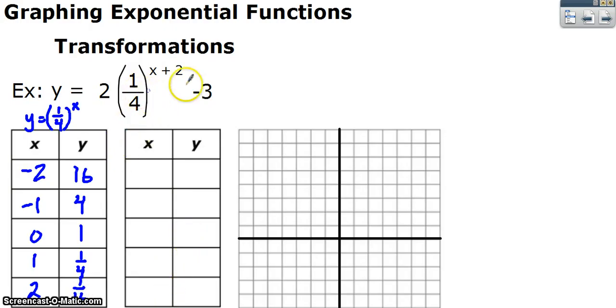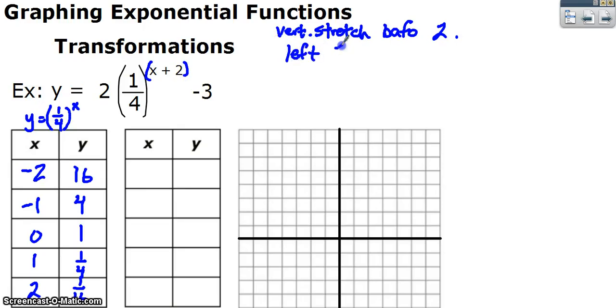Okay, and let's write down what all this stuff's going to do. So there's a 2 in front. That's going to be a vertical stretch by a factor of 2. The +2 up in the exponent is going to shift it left 2 units. And then see this -3, how it's down more in line with this stuff, that's going to shift it down 3 units.